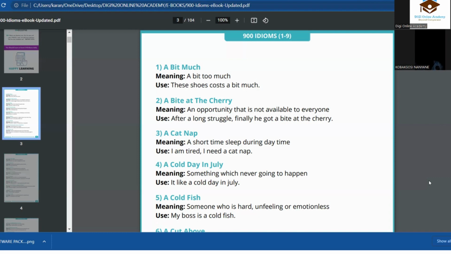So when you are having a short time sleep during the daytime, you're having a cat nap. Since you have a hectic duty, you are in defense and your duty calls you 24 hours anytime. So whenever you get time, I have a cat nap.